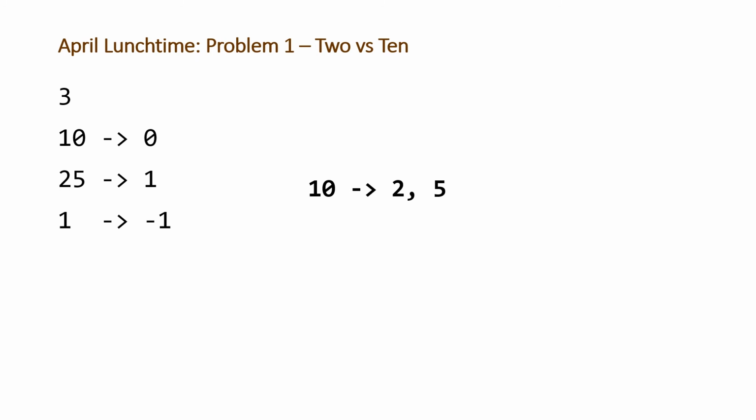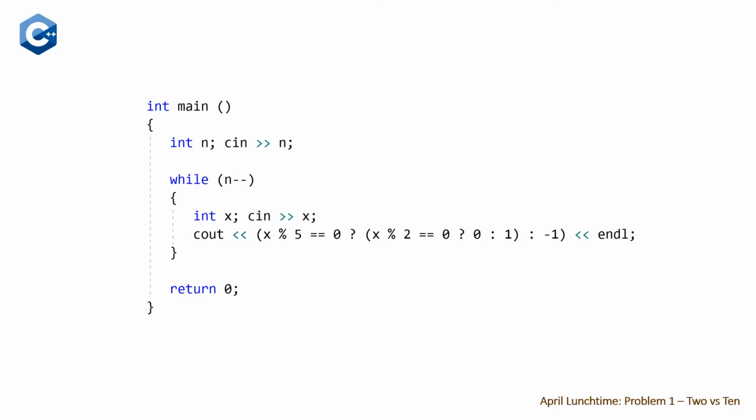So let's take a look at our code. For our C++ solution here, we're just reading in our n and then creating a while loop that's going to iterate n times. We read our x, and then we have the following. If x is divisible by 5, then we'll check if x is divisible by 2. If it is, we'll output 0. If it isn't divisible by 2, but it's still divisible by 5, output 1. And if it wasn't divisible by 5, just output -1.